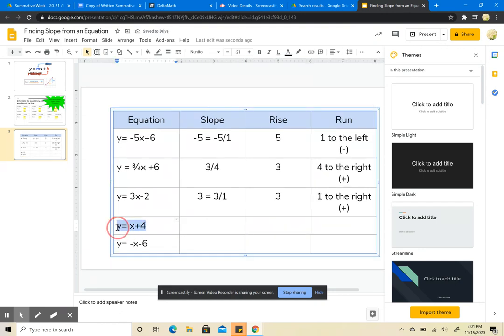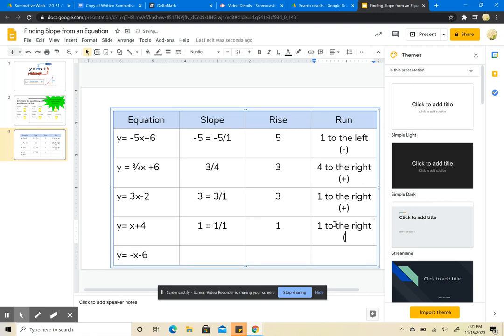In this equation, there is no number written in front of x, but there's only one x, and in math we don't always write it, but if there's just one variable, we don't have to put the 1. So our slope is 1. But how do you write 1 as a fraction? Well, it's 1 over 1, which means our rise is 1 and our run is 1 to the right, because this should be positive.